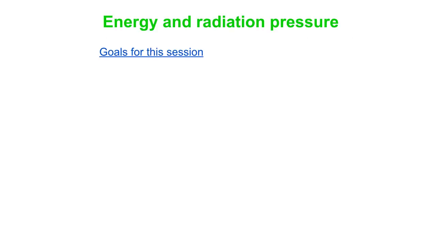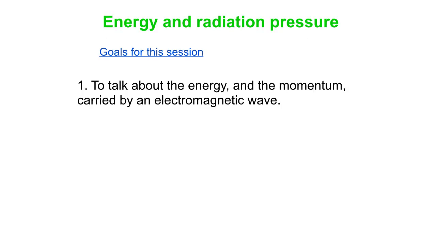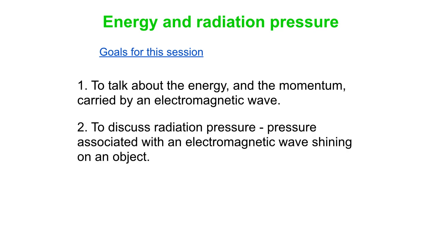So we have a couple of goals for this session. First, we'll talk about the energy and the momentum carried by an electromagnetic wave. Then we'll go on and talk about radiation pressure. That's pressure associated with an electromagnetic wave, which could simply be a beam of light that shines on an object. Okay, so we'll start out with talking about energy and intensity.